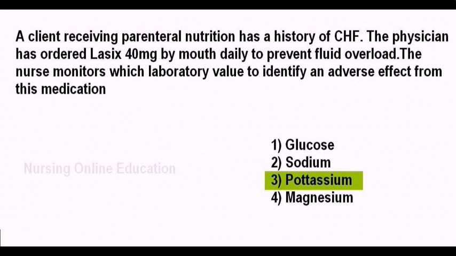So the answer is the third one, that is potassium. Furosemide or Lasix is a non-potassium sparing diuretic, and insufficient replacement of potassium may lead to hypokalemia. Although the glucose, sodium and also the magnesium levels may be monitored, these values are non-specific in this case of administering Lasix. So the answer is the third one.